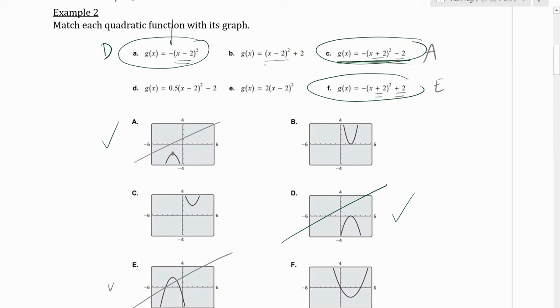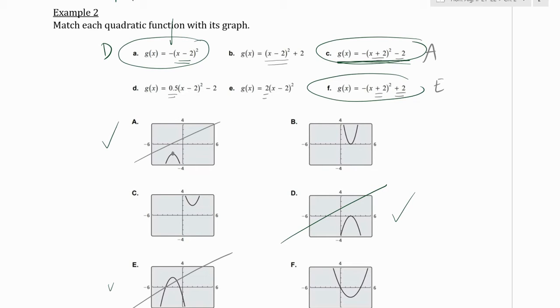Okay, so the other 3, they're all right side up. This one does not have any sort of vertical stretch or shrink. It's just the normal size. This one has a vertical shrink by a factor of 1/2. This one's got a vertical stretch by a factor of 2. So one gets a little skinnier than usual. One gets a little fatter than usual.